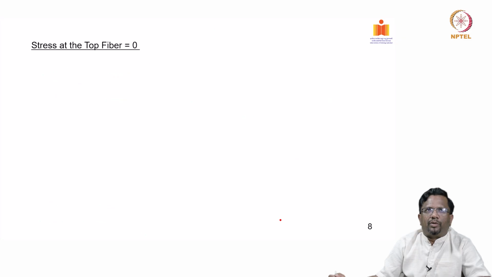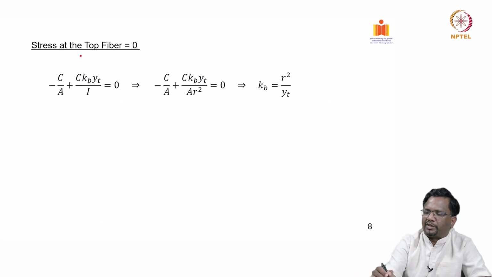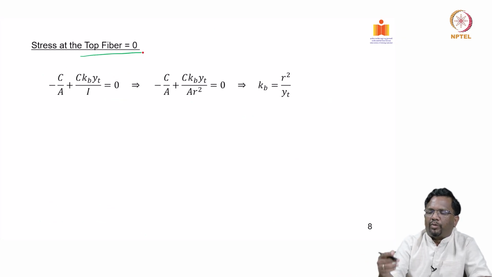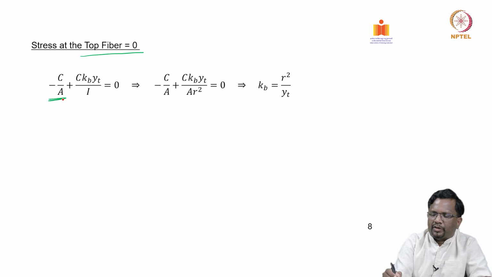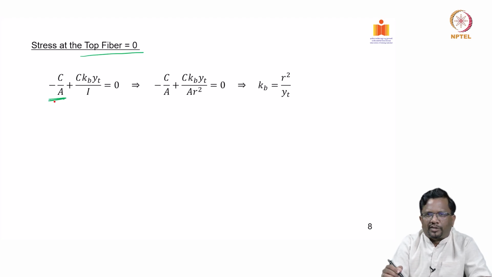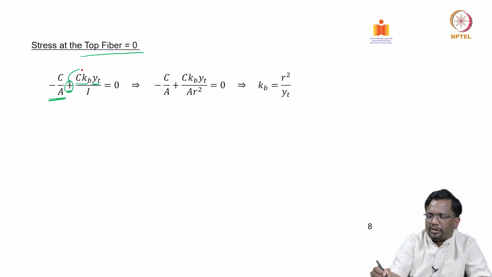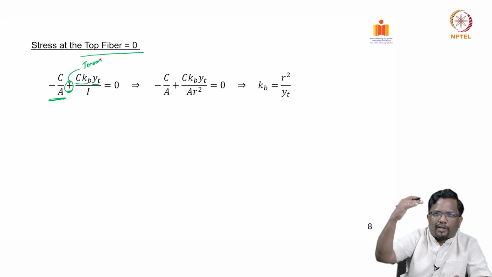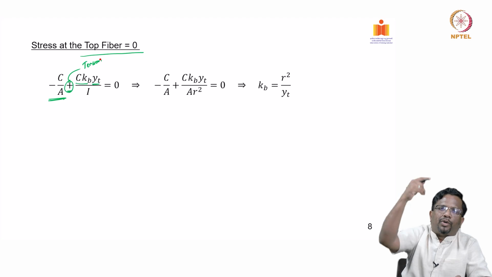Right, now let us see how we calculate. We have seen that the stress at the top fiber is 0 and only C is acting. So, the concentric compression component is minus C by A. Now, there is a moment, C into KB, and we are calculating the stress at a distance of YT at the top fiber. But why have we taken plus here? Because this is tension: C is acting below the neutral axis, so at the top it will create tension.